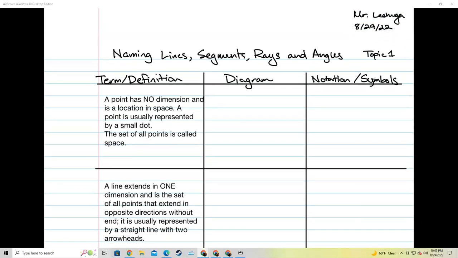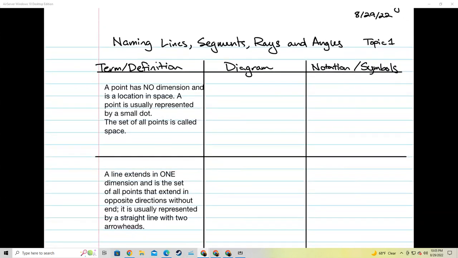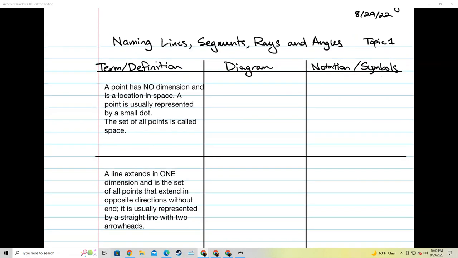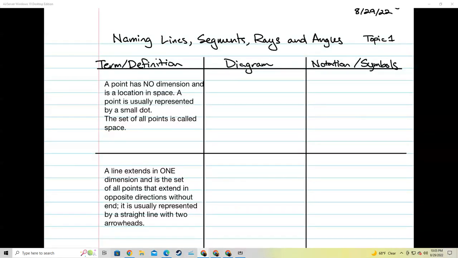Notice that right now I have 3 columns going up and down. The first column is going to be for the term and the definition, second column for the diagram, third column for the notation and symbols. Now, because this is a video, I'm going to assume that you're going to go ahead and pause and write down everything that we have there so far. So go ahead and press pause right now on the video and jot everything down, set up your table.